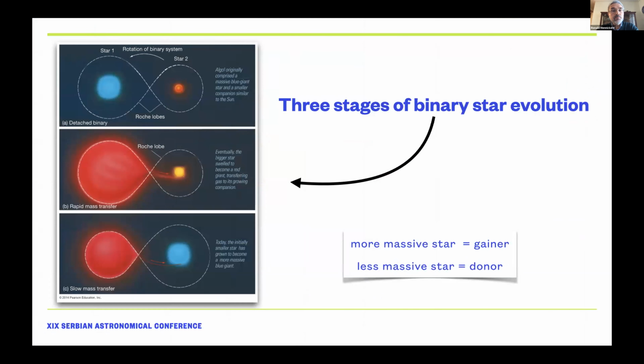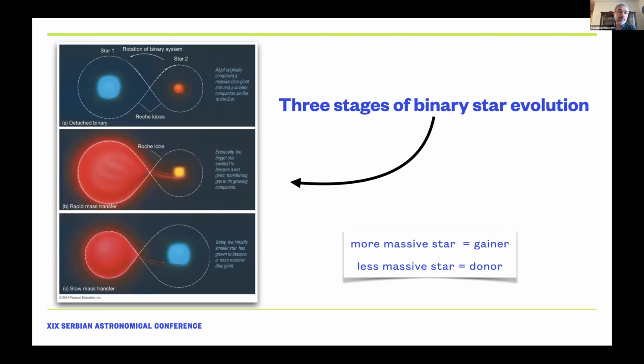First, I would like to present 3 different stages of binary evolution. The first stage is characterized by 2 stars inside their respective Roche lobes. The more massive star evolves first and fills its Roche lobe in this second stage of rapid mass transfer. In this occasion, part of the atmosphere of this star is transferred onto the other star through the overflow of the Roche lobe of the donor star, and a mass ratio reversal happens.